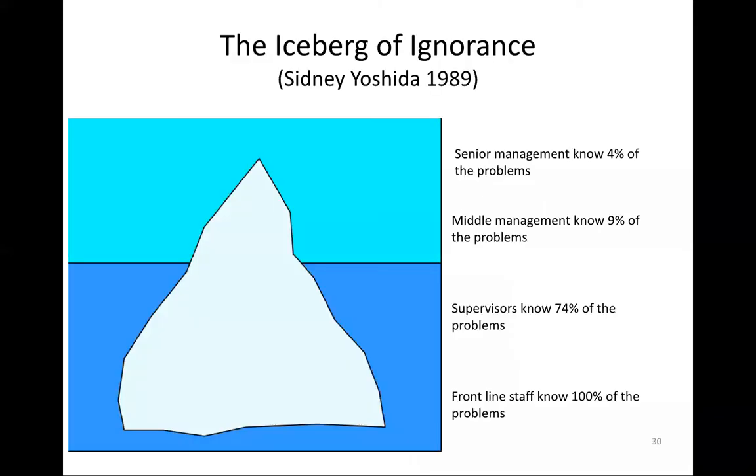Sidney Yoshida's famous research from 1989, The Iceberg of Ignorance, showed that 96% of problems may be invisible to senior management. At the bottom of the hierarchy, 100% of the problems are known. So to understand where the tangles are and the workarounds, speak to the people at the bottom of the organization, the people on the factory floor, the people in contact with the customers. They're generally the first ones to see the tangles and to work around them.